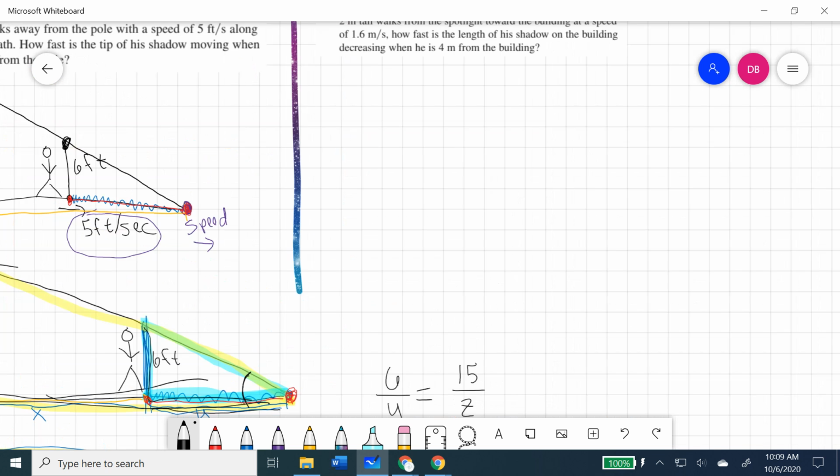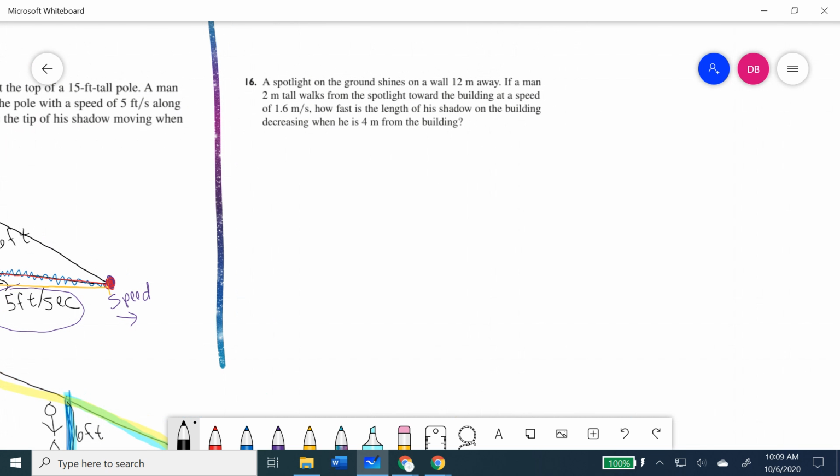Now, I'm going to come over here and do number 16, and then we'll talk a little bit about the differences in wording. For 16, we have a spotlight on the ground shining on a wall that is 12 meters away. So we've got a wall, 12 meters. Here's the spotlight. And we've got another person walking. This time they are walking from the spotlight toward the building.